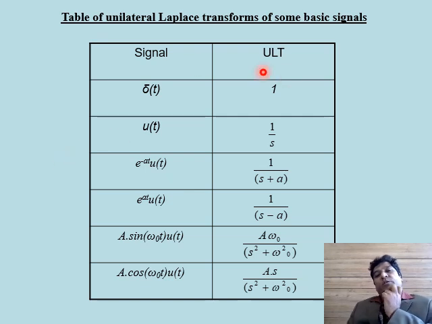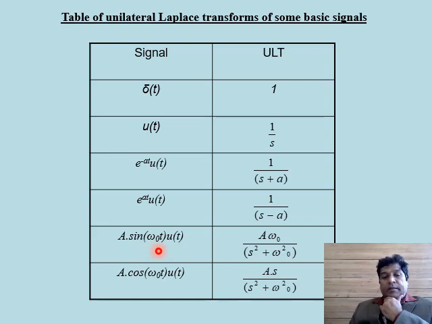Now here we are showing you some unilateral Laplace transforms of some basic signals in a table. For the impulse signal delta of t, the ULT is 1, and for step function u of t, the ULT is 1 by s. For e power minus at u of t, the decaying exponential, ULT is 1 by s plus a. And for growing exponential, e power at u of t, the ULT is 1 by s minus a. And we are also having the values for the sine and also cosine signals.